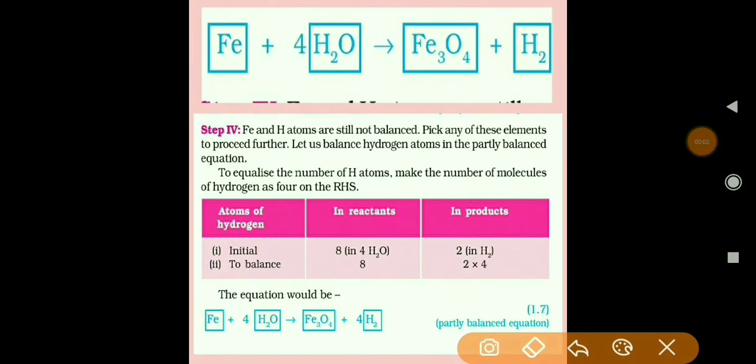Step 4. Why should we call the equation in step 3 a partly balanced equation? Because the iron and hydrogen atoms are still not balanced. So consider any one of these elements to proceed further. We will take the hydrogen atom.